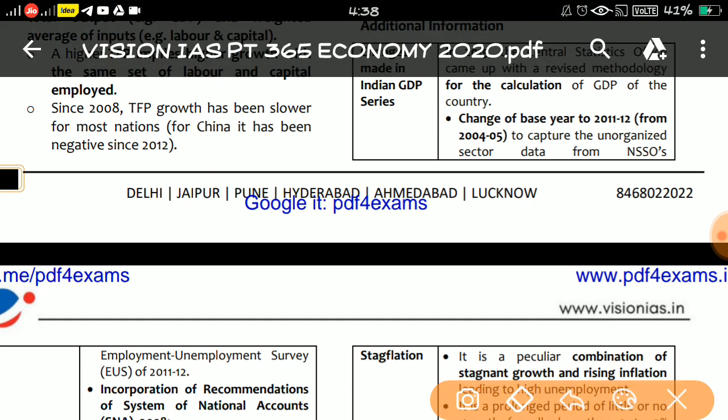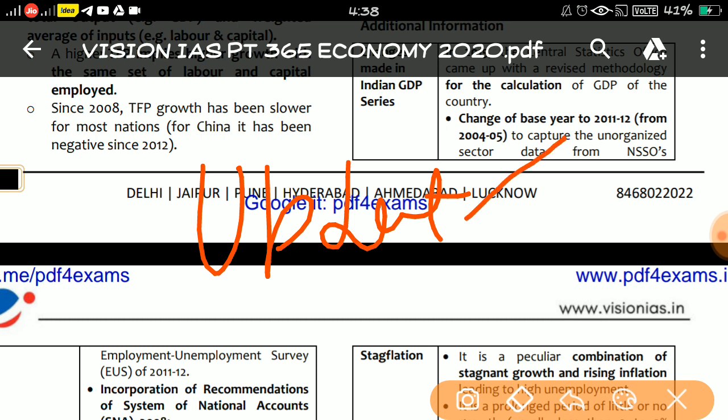First of all, you have to remember that there is a kind of update or upgradation. Insofar as the update is concerned, earlier 2004-05 was the base year, but now 2011-12 is being selected as the base year. This is the first update that has been brought. The second update is with respect to the latest data, for example, the latest agricultural census data, latest livestock census data, and other latest data. So, incorporation of such data.